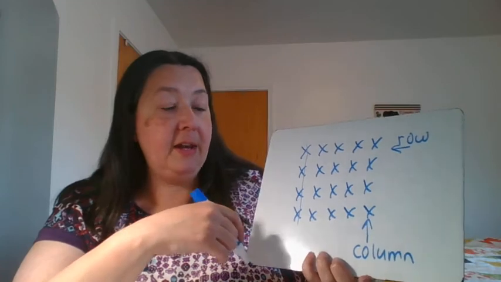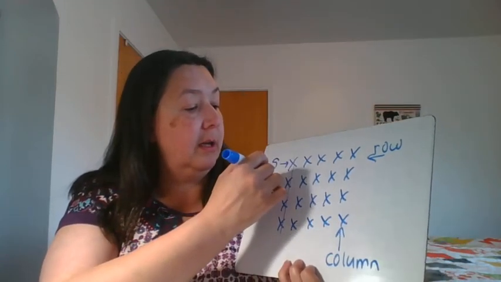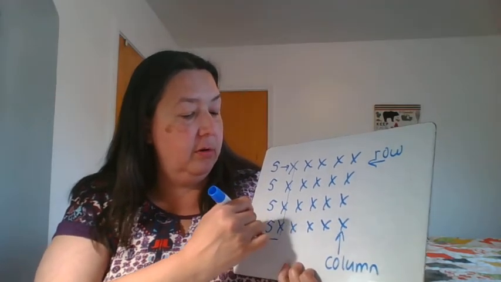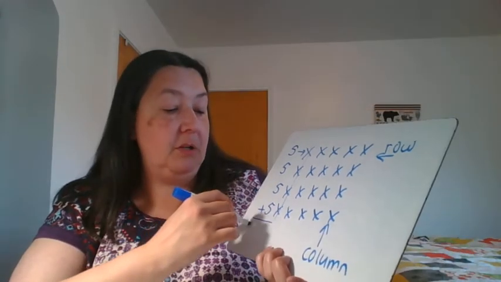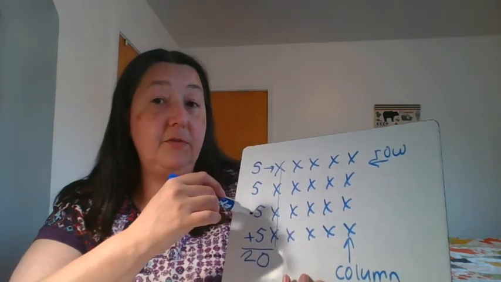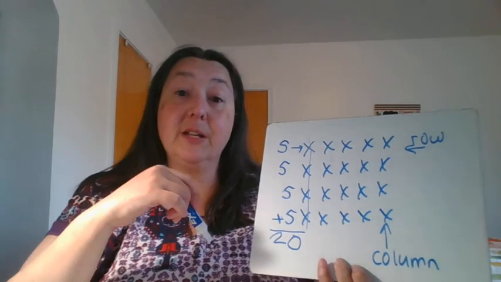So let's go ahead then and add. If we have 5 going this way, and 5, and 5, and 5, how many would I have? The answer would be 20. Did you count by 5s? 5, 10, 15, 20. You can definitely use your count bys for this.